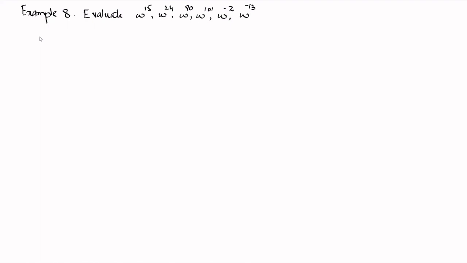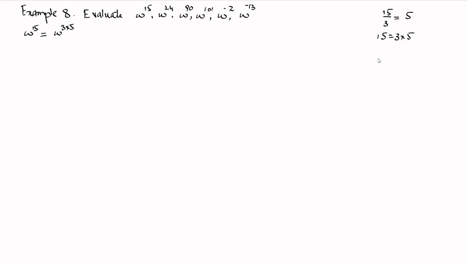In this session, we are going to evaluate the given values of omega. So first we will consider omega raised to the power 15. That can be written as, let's divide 15 by 3 which is equal to 5. So 15 can be written as 3 into 5. So we will write omega raised to the power 3 into 5.